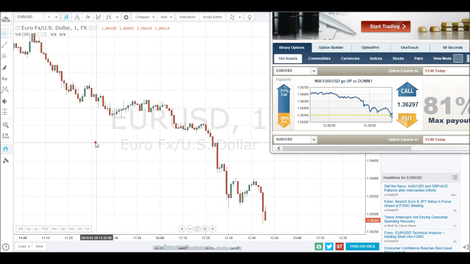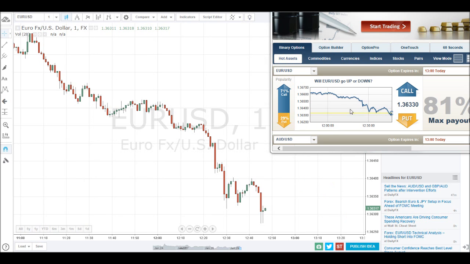So I've paused the screen. The current rate offered by TradeRush is 1.36297, and on TradingView it's 1.36283, so a 1.4 pip difference. Once again, this can vary. At certain times, especially at news events when price is very volatile, it may be 1.6 difference or a 1.2 difference. But it is pretty much consistent and should not be an issue.